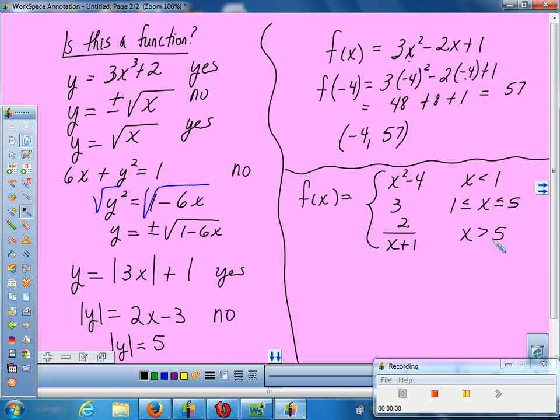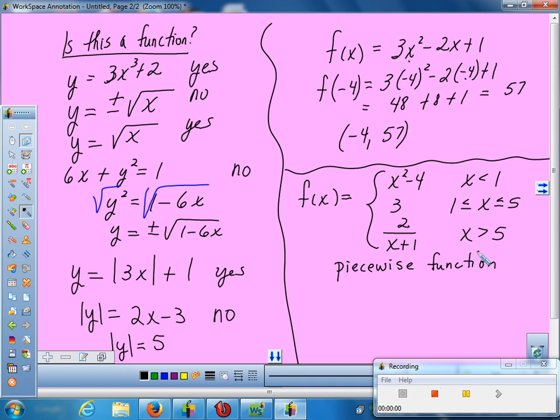Anybody remember what the name of this type of function is when it has different parts? This is like a matrix or something? No. This is a piecewise function, because it has pieces. We will be learning to graph these next chapter. What it's telling you is if your x-coordinates are below 1, you use this function. If the x-coordinates are between 1 and 5, you use this piece. If the x-coordinates are bigger than 5, then you're using this piece. So when you graph these, you literally get a piece of a graph, a piece of a graph, and a piece of a graph.